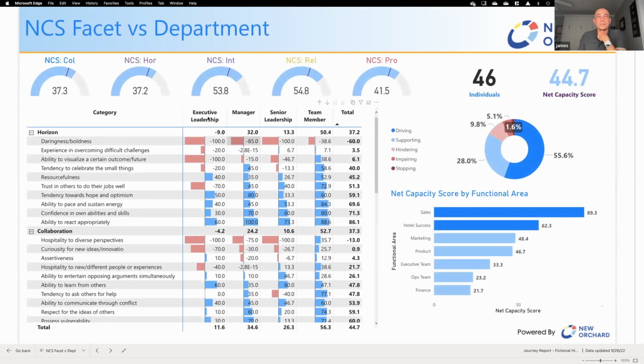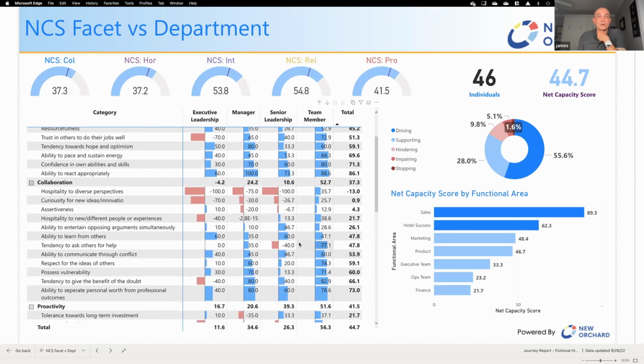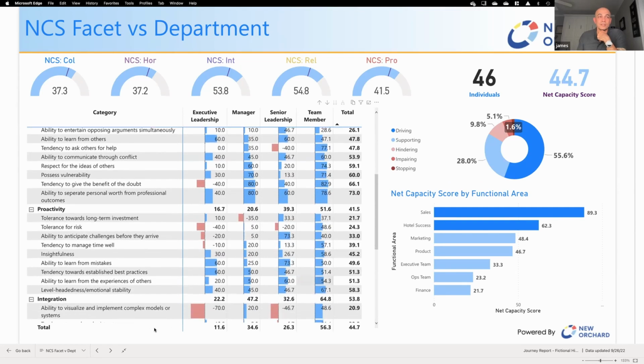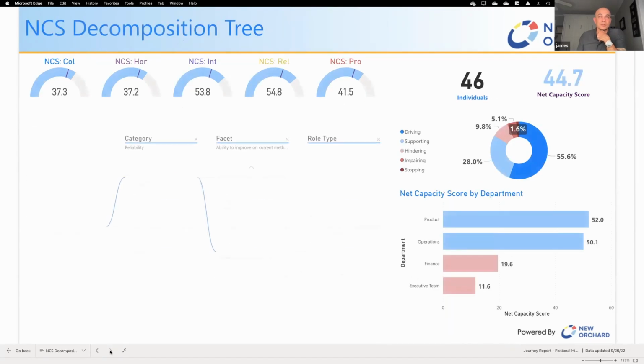We also break it down by leadership type. So we want to understand, is this an area that the company is struggling with across the board? Or are there certain departments, like senior leadership, struggling with a tendency to ask others for help? The other parts of the organization tend to be a little bit better at that. So you can have a more surgical approach to solving particular problems within an organization.